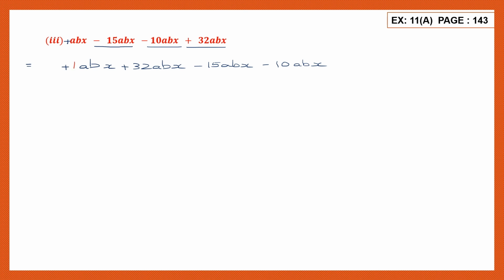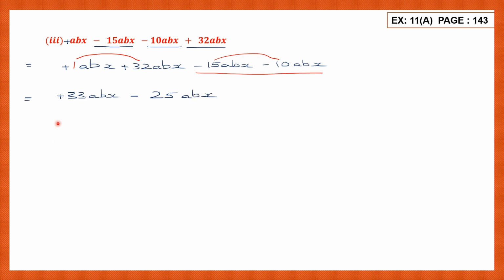So now let's add up the numbers. What are the numbers? 1 and 32. So 1 plus 32 is 33. So that is 33abx, and that's a plus sign, it's understood. Now let's go to the minus signs here. Both the signs are minus. When signs are the same, we put the same sign and we add up. What are the numbers we are adding? 15 and 10. 15 plus 10 is 25 and we write abx.